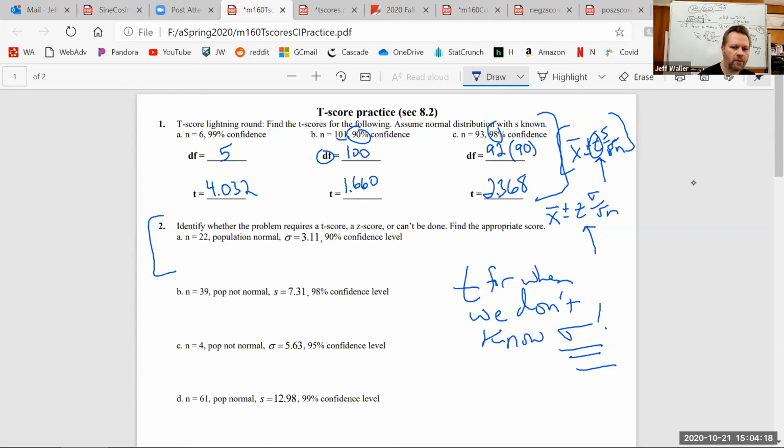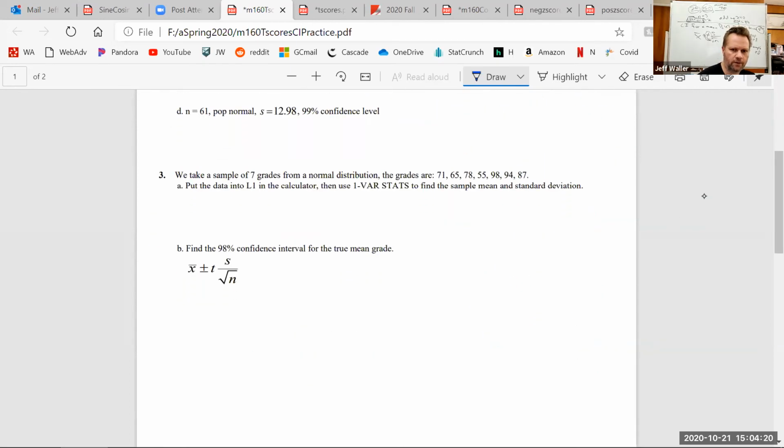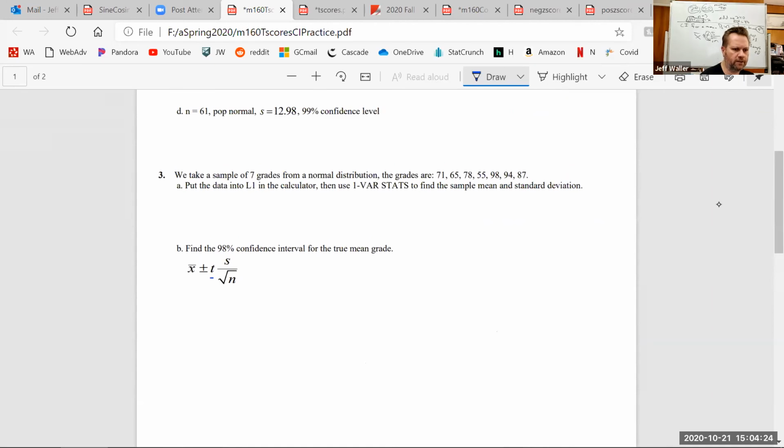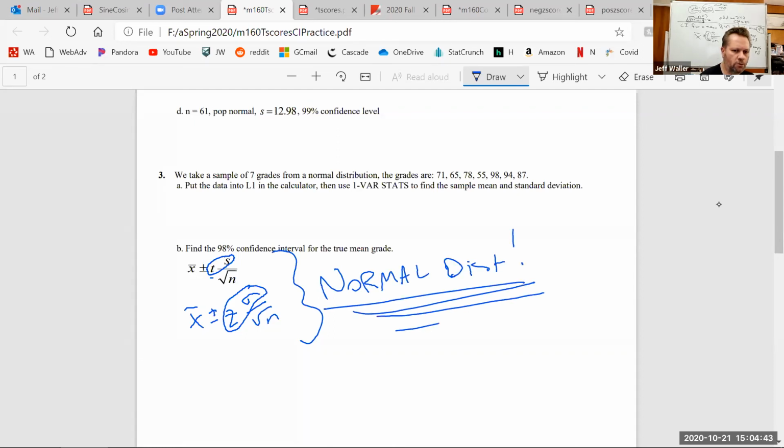In fact, the formulas give it away. This is the last thing I'll say, I think. So there's the formula for T stuff, right? And the formula for Z stuff looks like this. So what goes with S? T. What goes with sigma? Z. And then the last thing I'll say is they both require a normal distribution. So you have to know it's normal to do either one of these things.